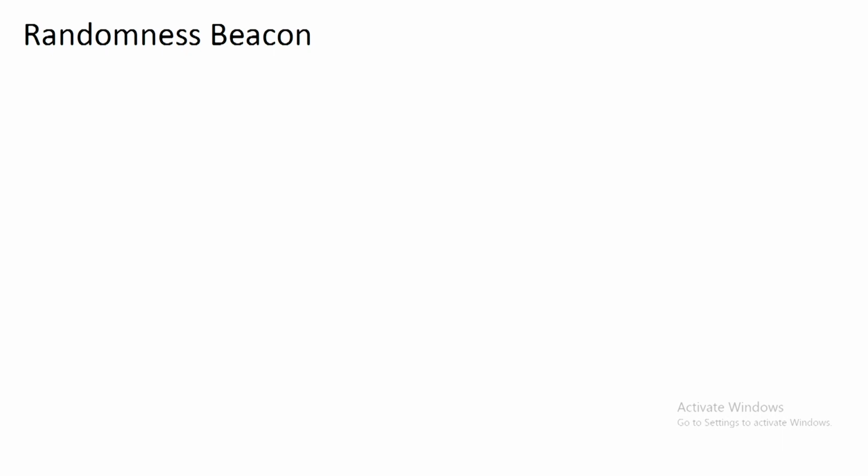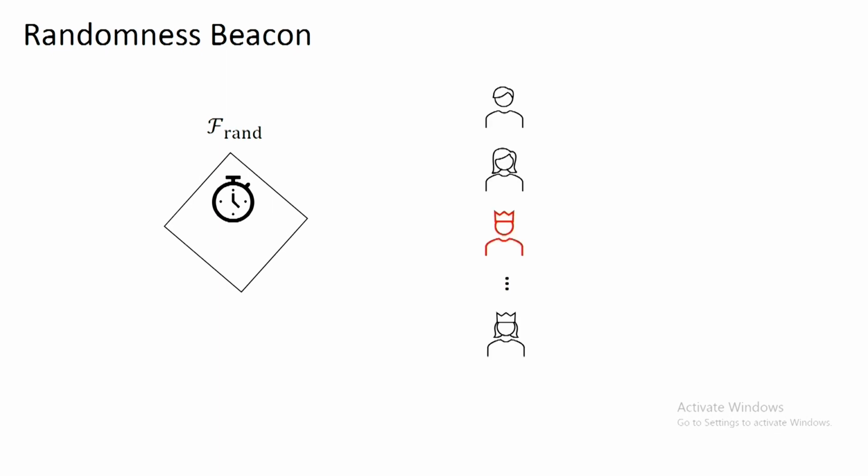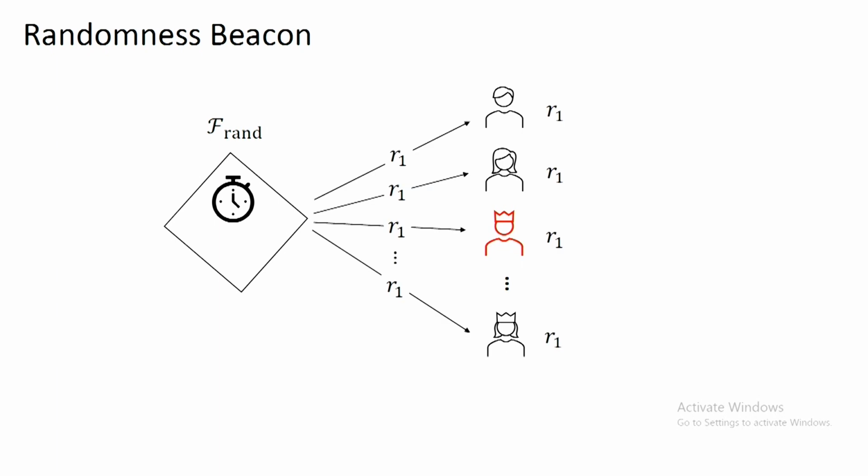This talk is about randomness beacons and what these are. We can imagine a trusted ideal functionality that has a clock in it, and we have a set of recipients, and this ideal functionality is supposed to output random values at periodic intervals. So it will output R1, and then after some time it will output another value, and so on and so forth. This is what we want to implement eventually.